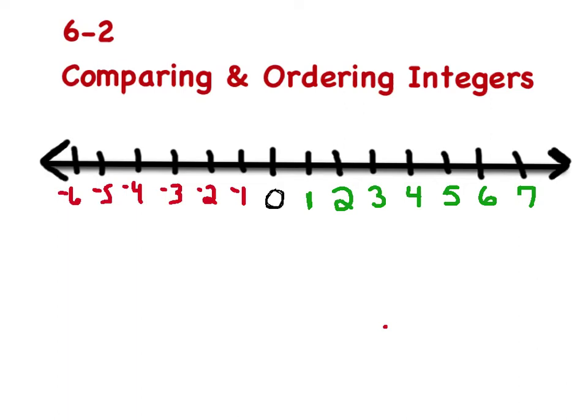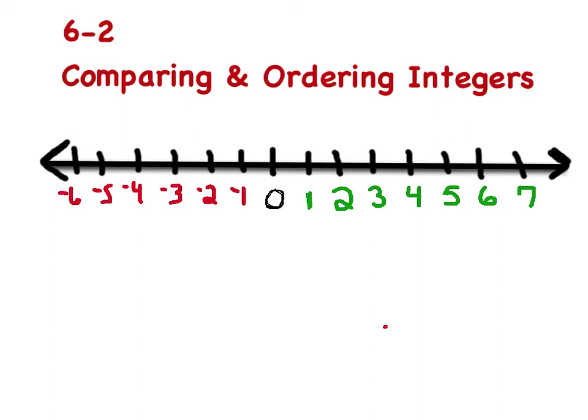In this video, we're going to look at Chapter 6, Section 2, which is on comparing and ordering integers. The essential part of this section is to really understand our number line. How we start at 0, and then as we move towards the right, the numbers get larger and start counting upwards: 1, 2, 3, 4, 5, 6, 7, so on and so forth.